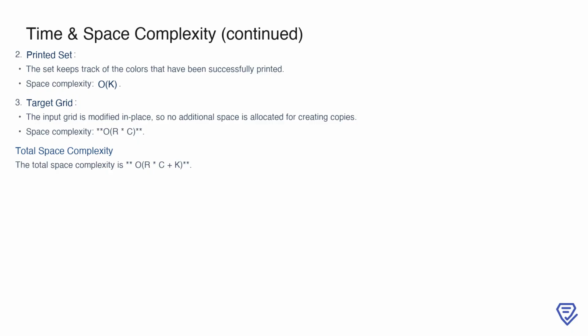For the target grid, the algorithm modifies the input grid in place, meaning no additional space is allocated for creating a copy of the grid. This keeps the space usage proportional to the size of the grid, or O(R*C). When we combine these components, the total space complexity becomes O(R*C + K). This accounts for the size of the input grid and the memory needed to store information for each unique color. The efficient use of in-place modifications and minimal auxiliary data structures ensures that the space requirements are kept low, even as the size of the grid or the number of colors increases.